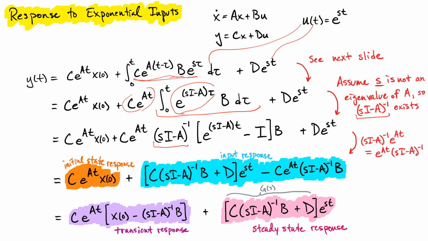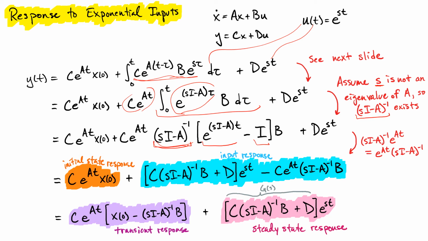So let's assume that that's the case, and now we're going to have this product, this inverse multiplied by this exponential, and then this inverse multiplied by I, and that'll spread it out. So that's all of our terms.